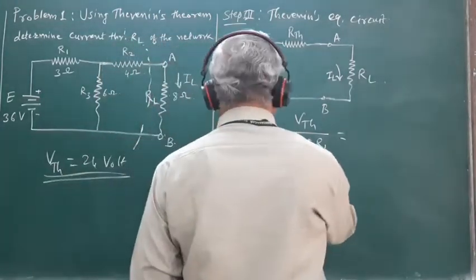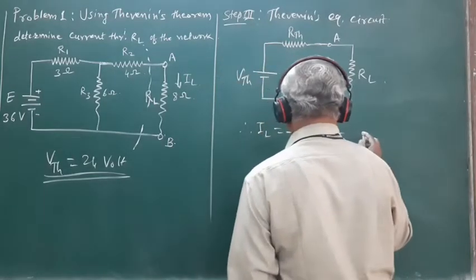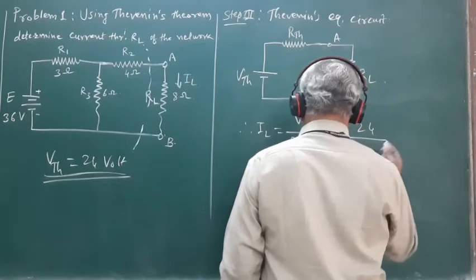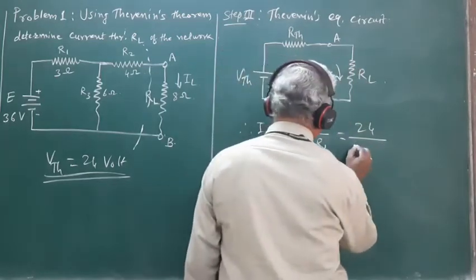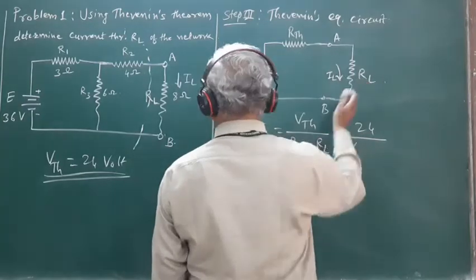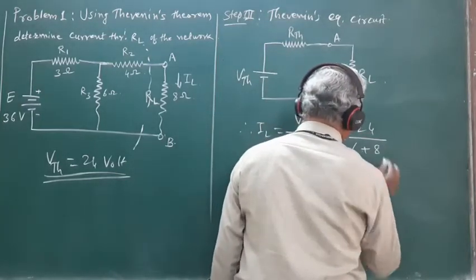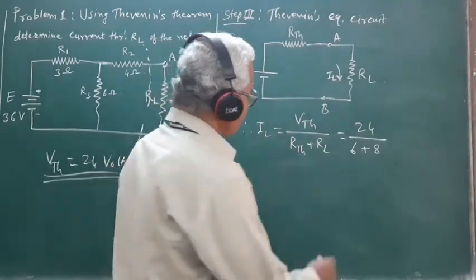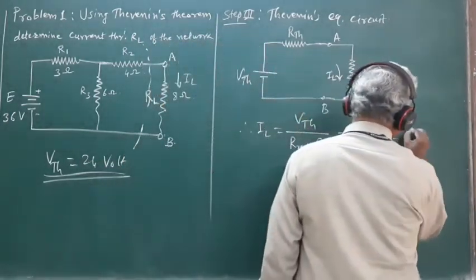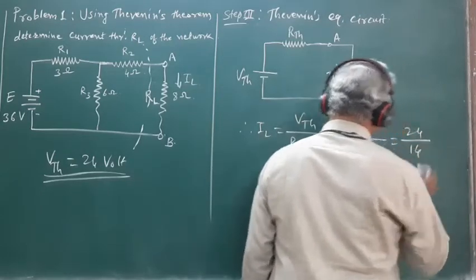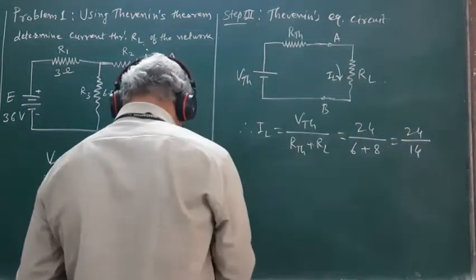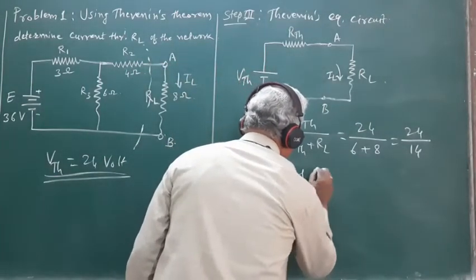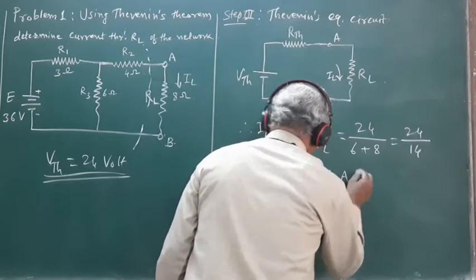So using the values of RTH, VTH and RL here. So VTH is 24 volt divided by RTH is 6 ohm and RL is 8 ohm. I think yes it is. RTH is 6 ohm and RL is 8 ohm. So this is equal to 24 by 40. So 24 by 40 works out to be IL equal to 1.71 ampere.